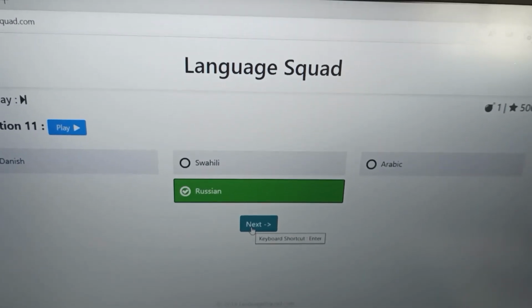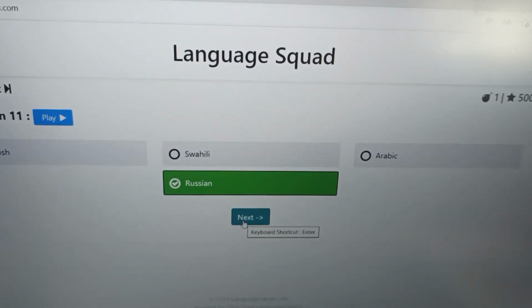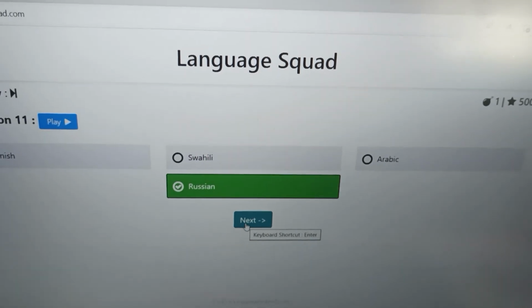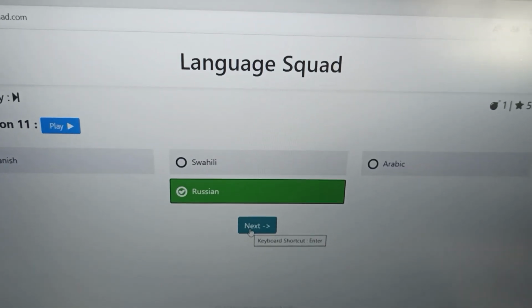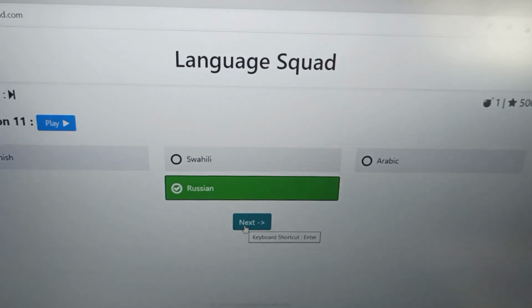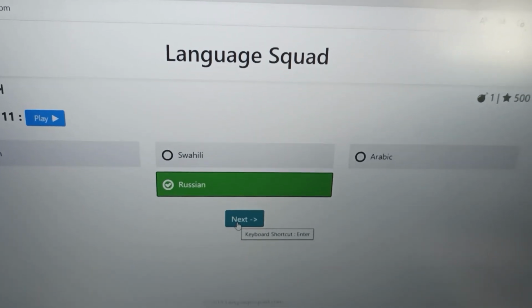You see? I want to play this for maybe 5-10 seconds, but I can recognize the language when they talk maybe for 2 seconds.